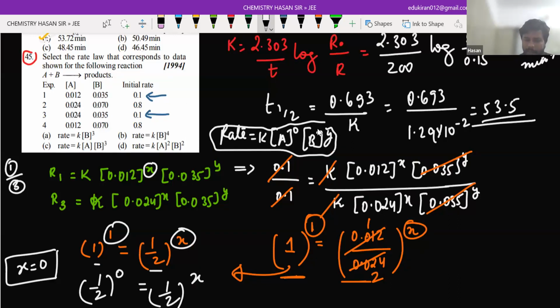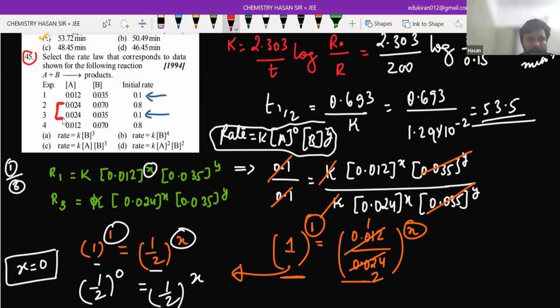We need to calculate B now. Is that clear? So for that, what you are going to do, take this one. Just wait a minute. Which one we should take? We should take the one in which A is equal. This one.